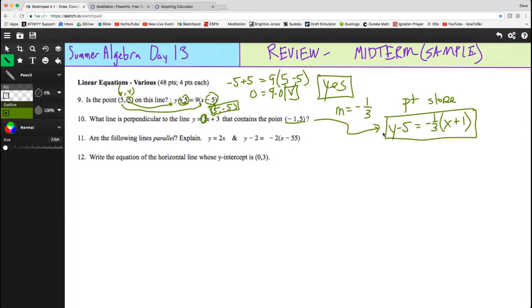If you want to convert this into slope-intercept form, you can, or into standard form, you can. But it doesn't ask you to. So I would stop here and not make any more mistakes.